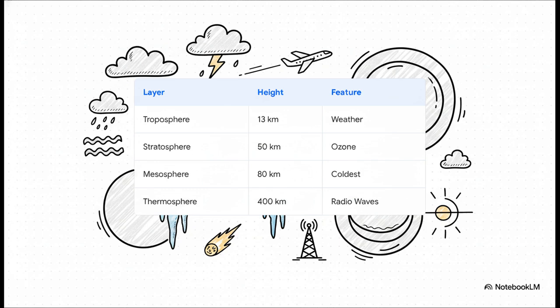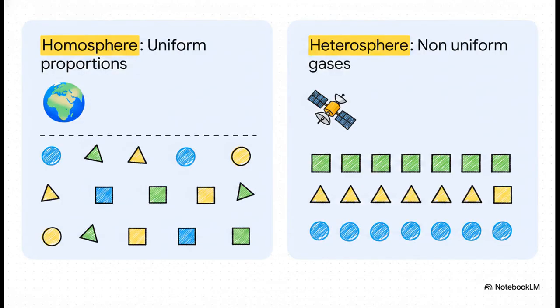You've got the troposphere going up to 13 kilometers, giving us our weather. Then, the stratosphere extends to 50 kilometers, houses the ozone, and gives planes a smooth ride. Next, the mesosphere hits 80 kilometers, freezes over, and burns up meteors. Finally, the thermosphere stretches to 400 kilometers, bounces our radio waves, and gets incredibly hot. And whatever you do, remember the thermostat pattern. Cold, hot, colder, hottest.